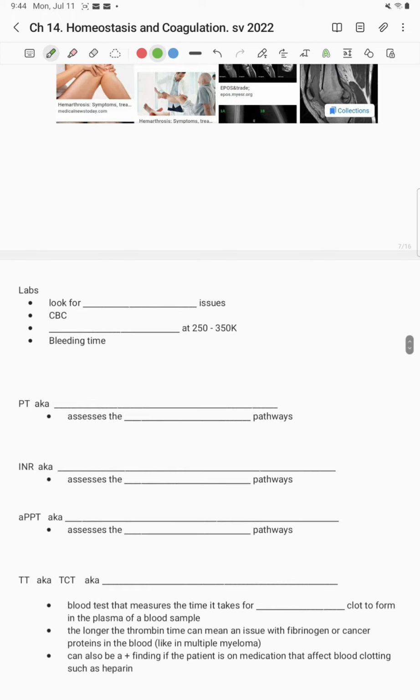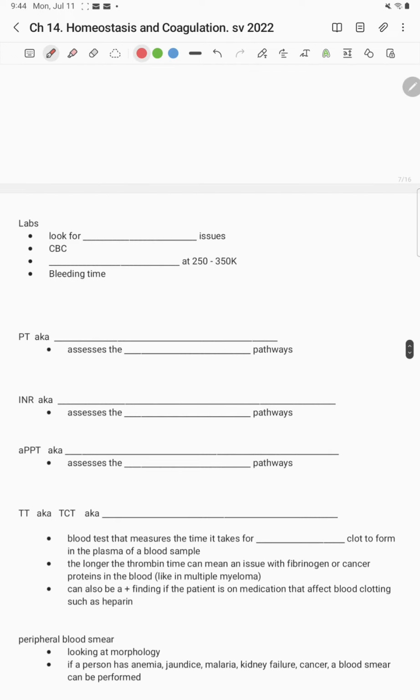Okay, labs. Okay, labs are going to look for hemostasis issues. So you would run your CBC and you would look at platelet count. Okay, you want the platelets to be somewhere between 250 and 350,000, and then you can look for bleeding time.